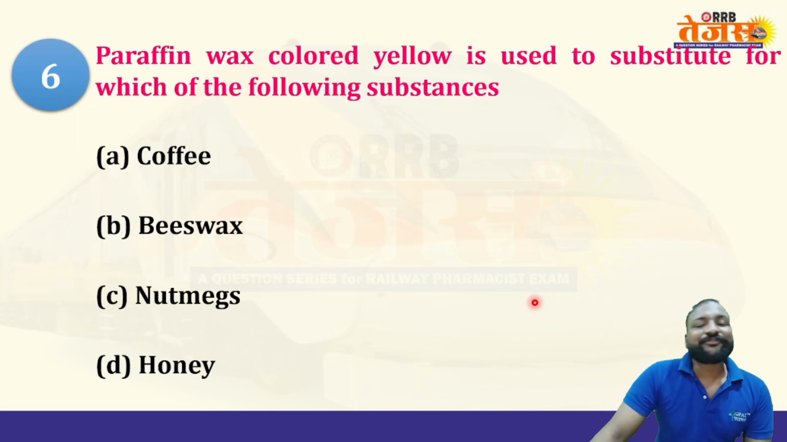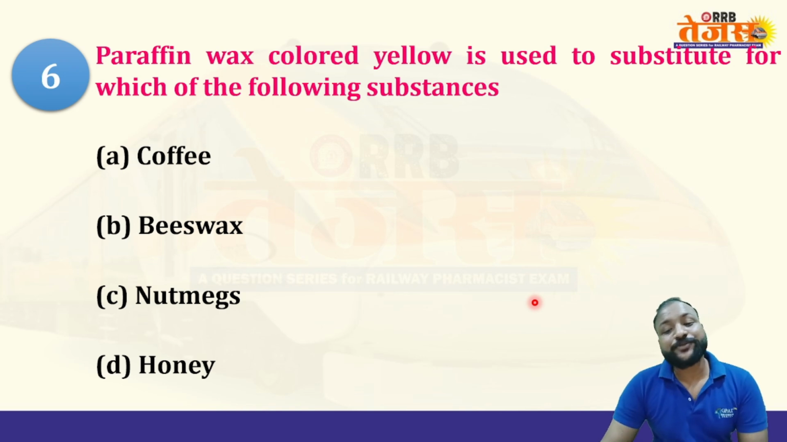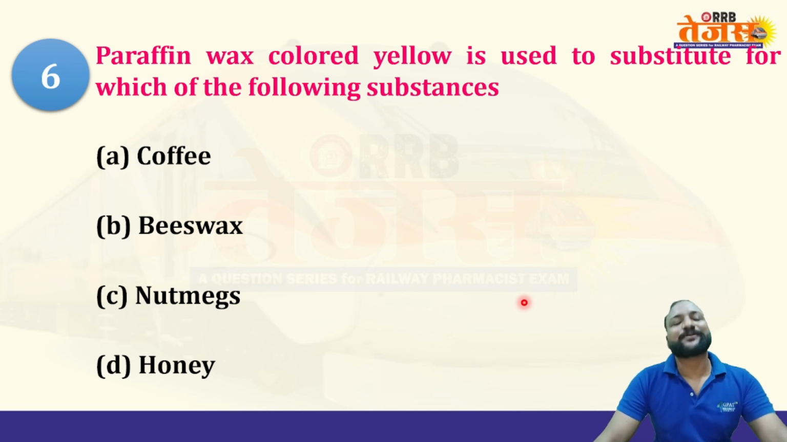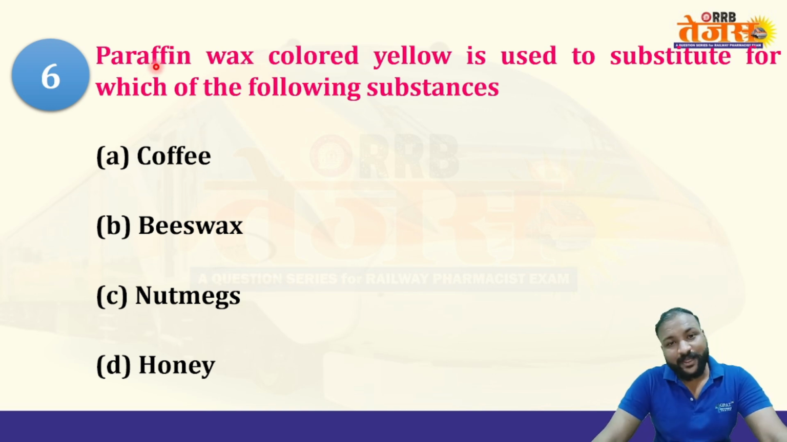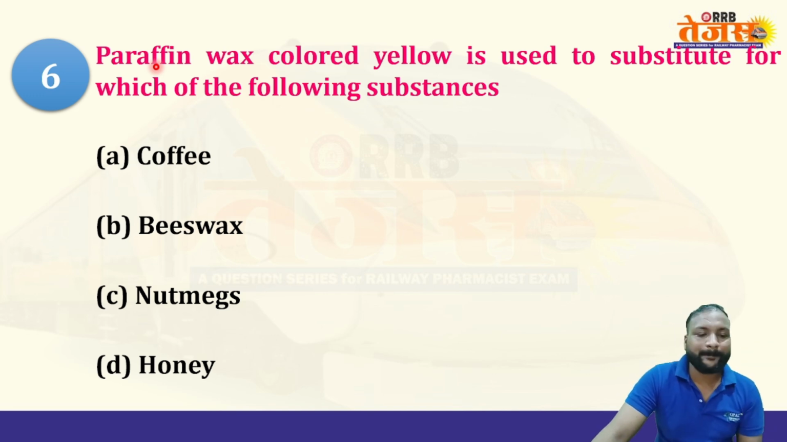Next question: the paraffin wax yellow color is used to substitute for which of the following substances? So paraffin wax is an artificially manufactured drug or manufactured thing. So that is used to substitute which of the following? Option A, coffee; option B, beeswax; option C, nutmeg; and option D, honey. So what is the right answer here?